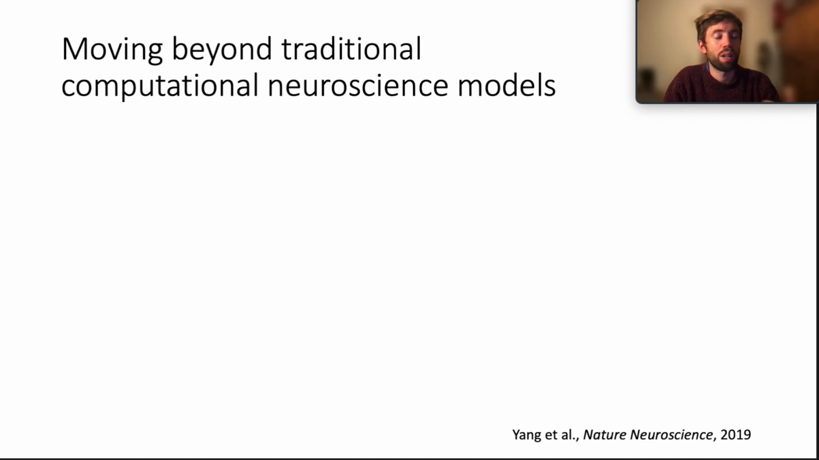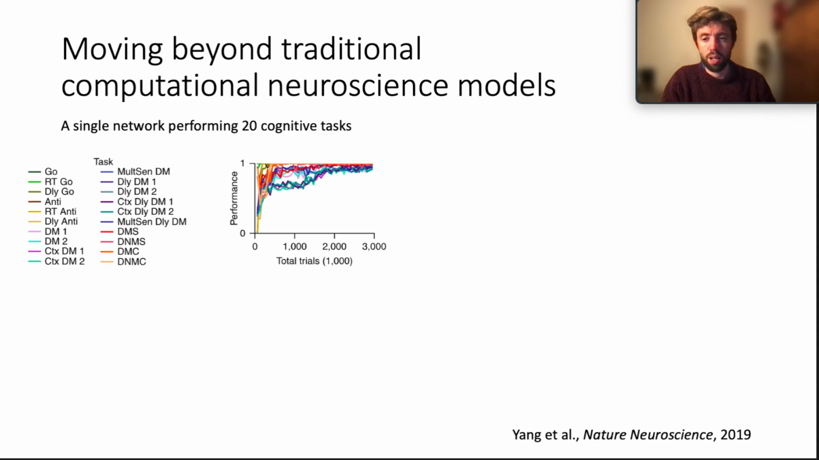However, the real brain, when it learns a new task, is not starting from a completely blank slate. It already knows many other things. So Guangyu Robert Yang and colleagues trained a single RNN, a leaky RNN, and in other cases a GRU, to perform 20 cognitive tasks from the neuroscience literature. And they did this with an interleaved training protocol that meant that as the network learned a new task, it would not forget other tasks that it was learning in parallel.